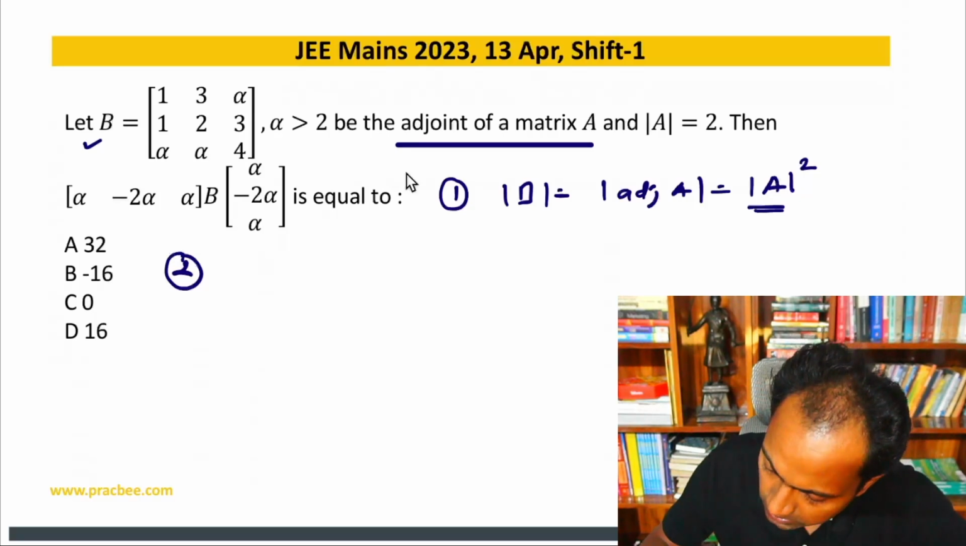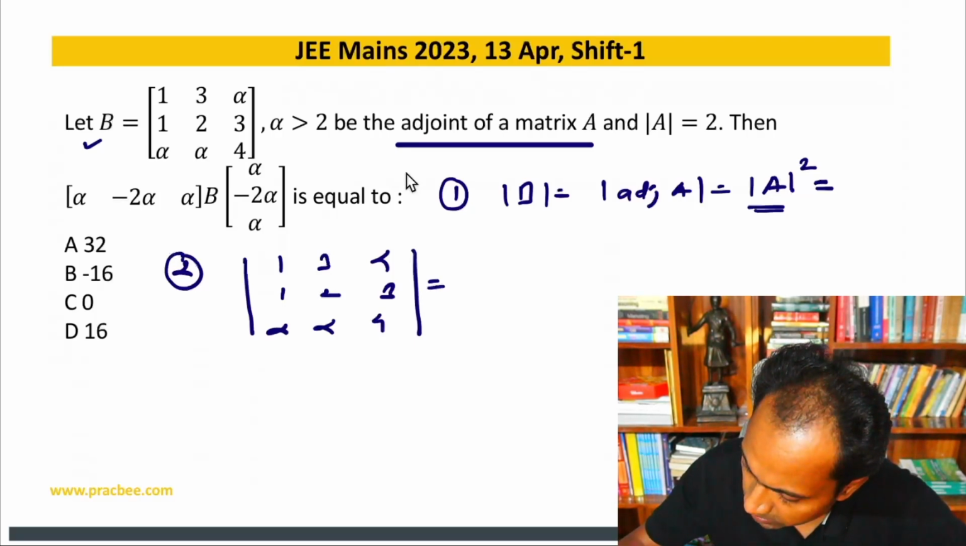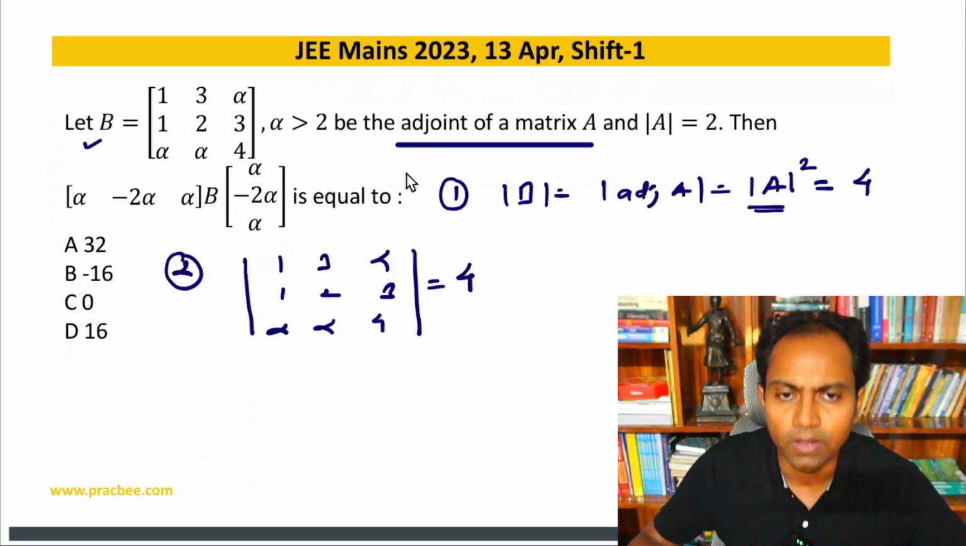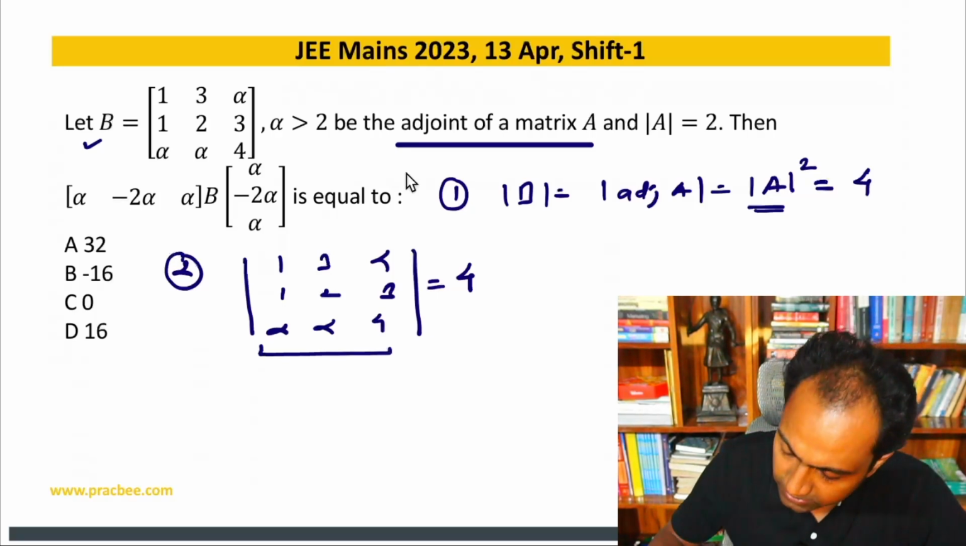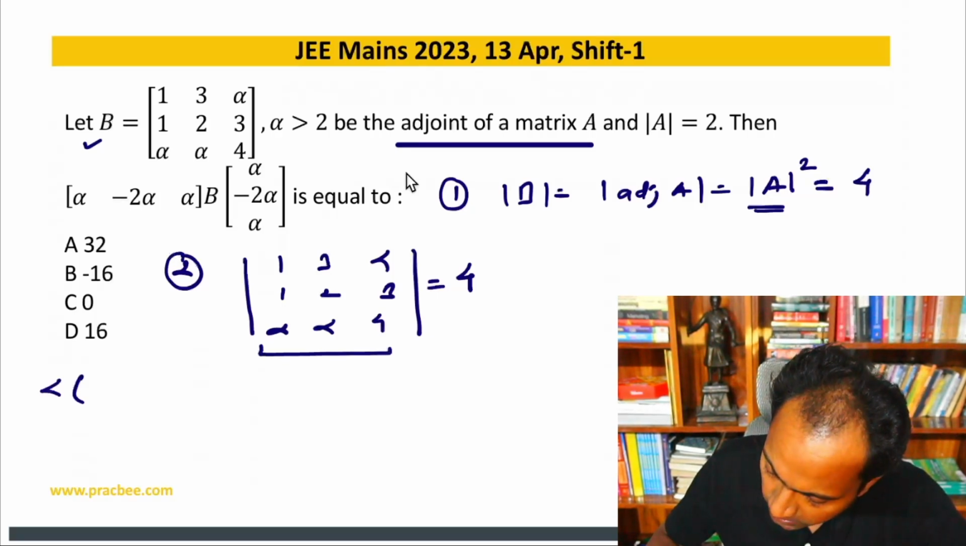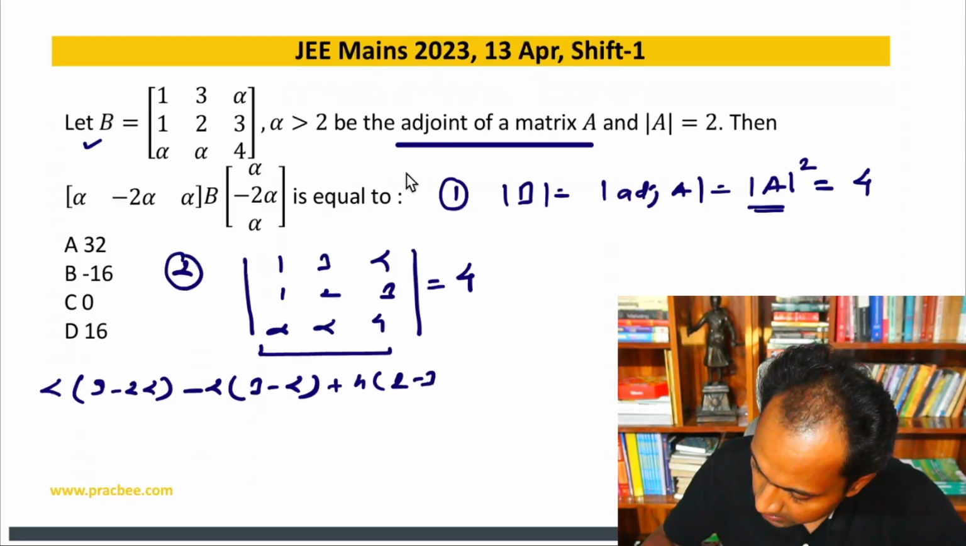Now what we can do is, let us find the determinant of B. It will become 1 3 alpha, 1 2 3, and alpha alpha 4. And determinant of this will be equal to determinant of B, which we figured out in the first part was equal to 4. Now in order to find this value, we can open it along the third row, because that has the most number of alphas in it. And if I do so, it is alpha into (9 minus 2 alpha) minus alpha into (3 minus alpha) plus 4 into (2 minus 3) is equal to 4.